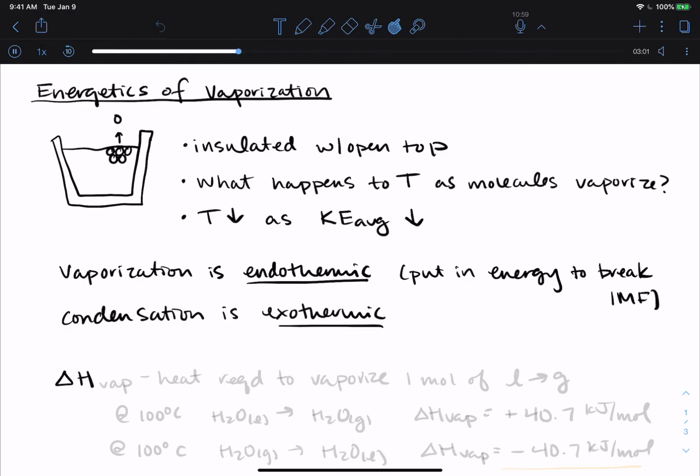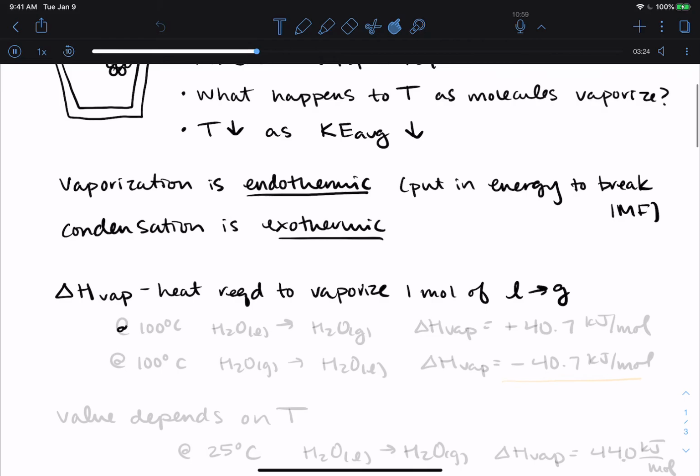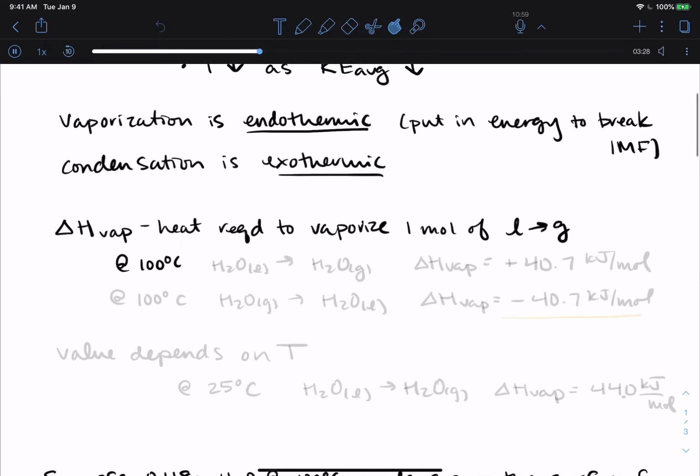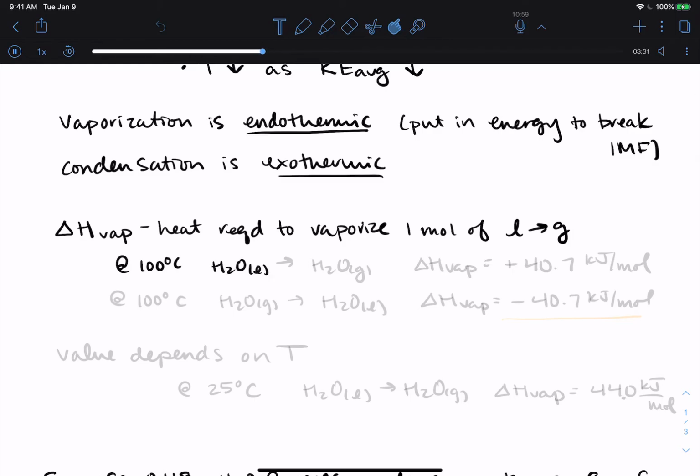So we use, and as you have seen, this delta H of vaporization is the heat required to vaporize 1 mole of liquid to gas. So at 100 degrees, which is the boiling point of water, taking liquid water to a gas, the delta H of vaporization, it's endothermic, so it's positive. It's 40.7 kilojoules per mole. And I think in some places you'll see it 40.6, depends on how you round. Either way is close enough for us.